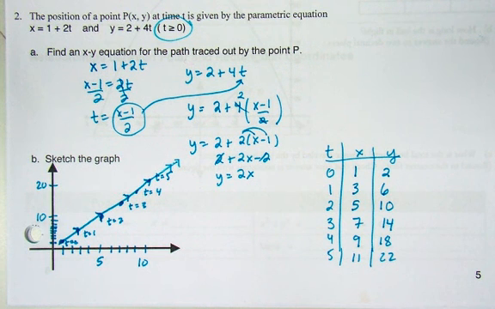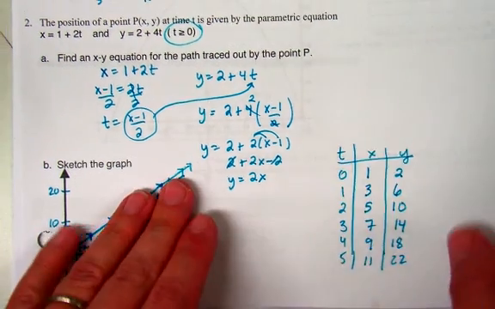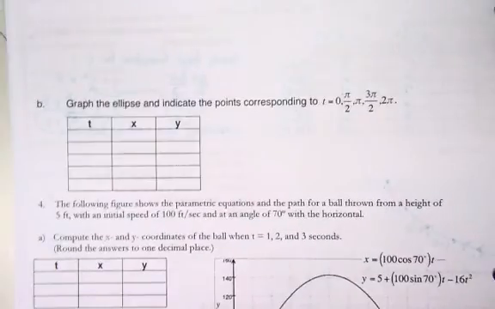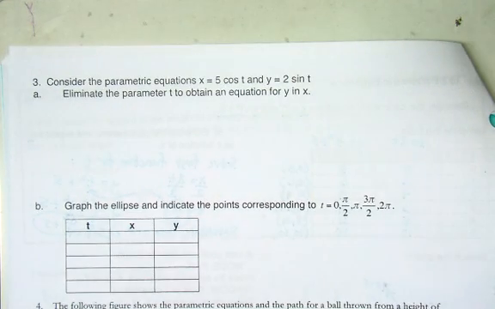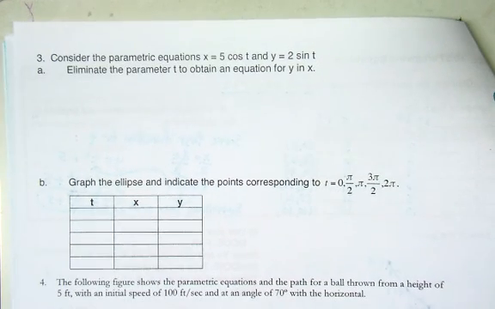Questions? All right, so let's try the next one, which is a little different because it has some sines and cosines in it. So this next one, number 3, consider the parametric equations x equals 5 cosine of t and y equals 2 sine of t.